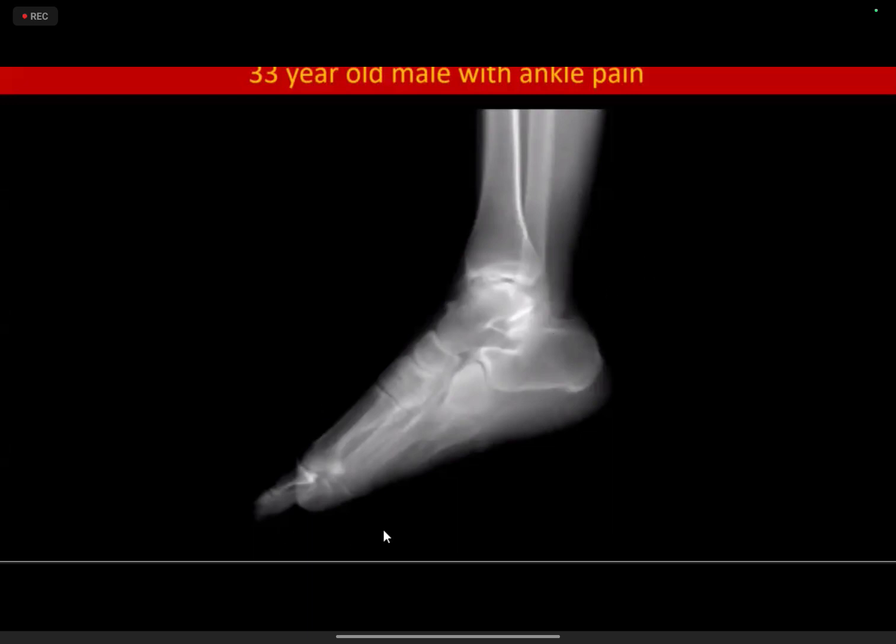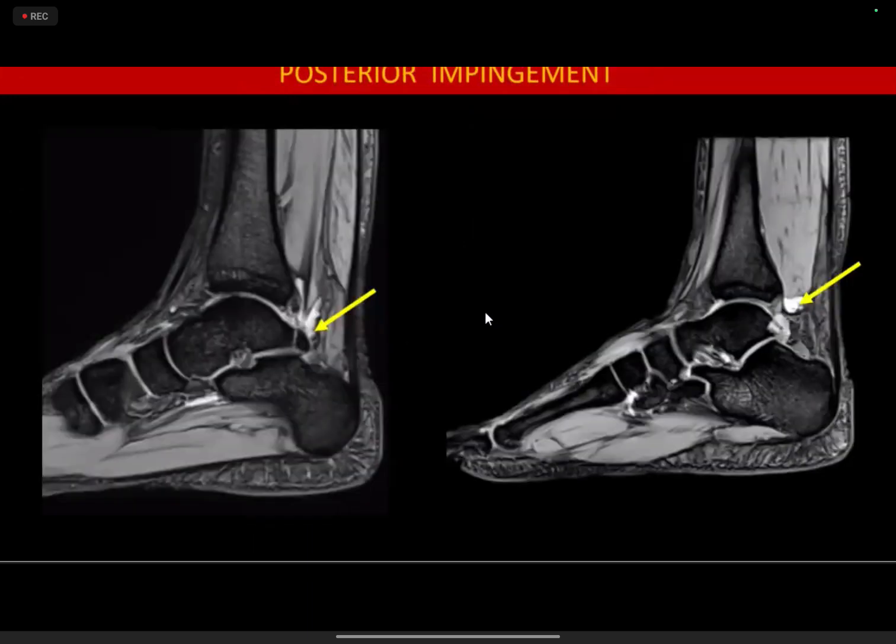Apart from this, we are not able to see other structures. But if the patient comes to you with anterior ankle pain and such bony projections, you might be thinking of anterior ankle impingement, right? So let me show you a section of MRI for this case. Apart from that, what we see in this is an os trigonum, right?